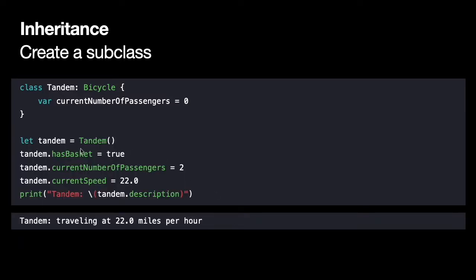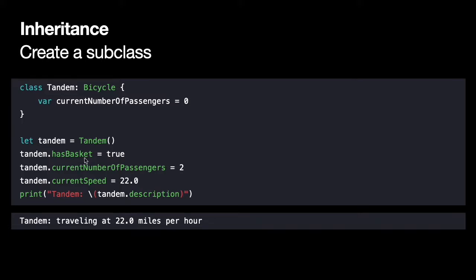Here we create an instance of our new subclass Tandem, and because every property had a default value, we did not need to create an initializer in our class, and every property was created with the default values. And then this example shows we went ahead and set the values on each of our properties.